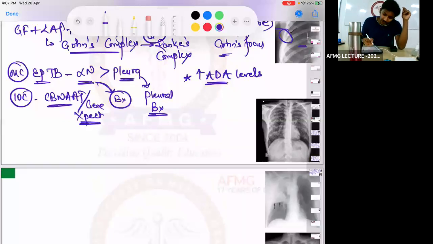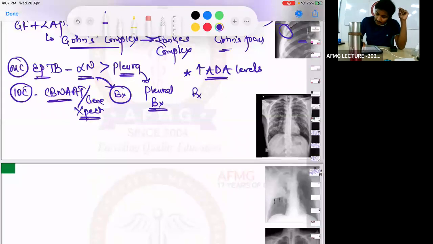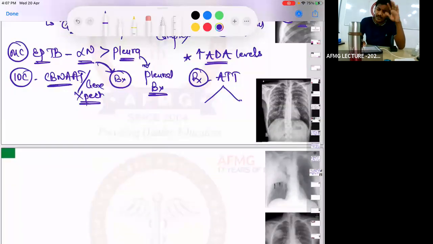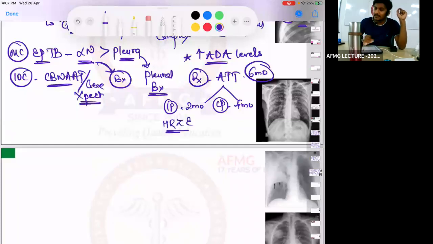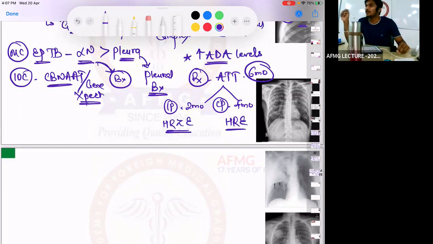Treatment of choice for TB is ATT. How many months of intensive phase? 2 months of intensive phase, and how many months of continuation phase? Total 6 months: 2 months we will give the intensive phase, and 4 months the continuation phase. Pyrazinamide is withdrawn in the continuation phase because it causes hepatotoxicity.